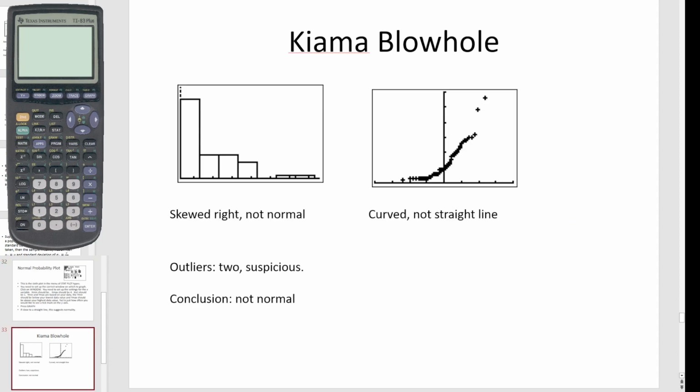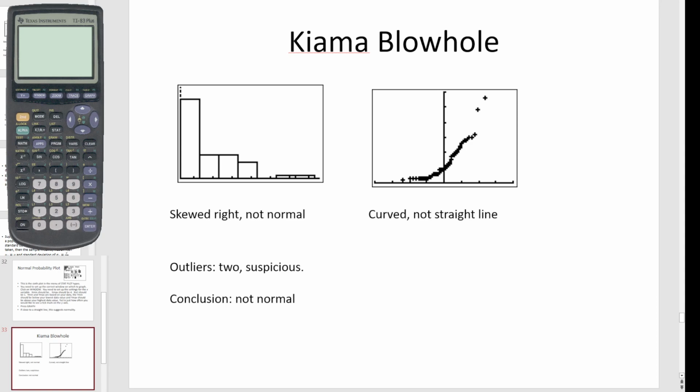Here we have some data. This data is found in your textbook in section 6.4. This is example number 6.4.1. In Kiama, New South Wales, Australia, there is a blowhole. There is a table of data in your text. And the question is, do the data come from a population that is normally distributed? And the data are times in seconds between eruptions. You would type all of the data into a list.